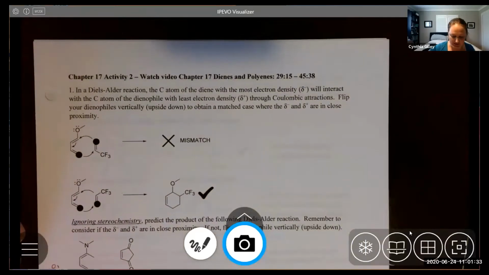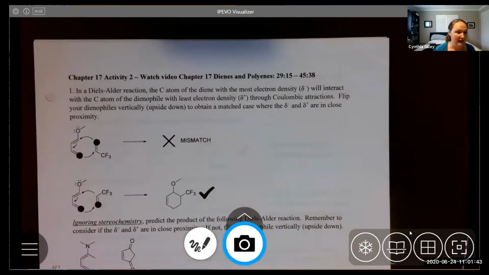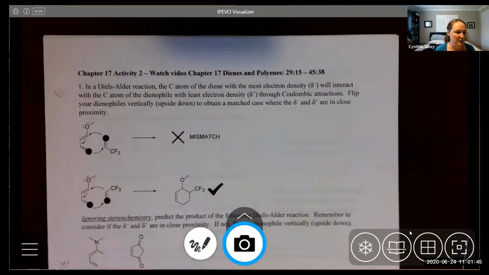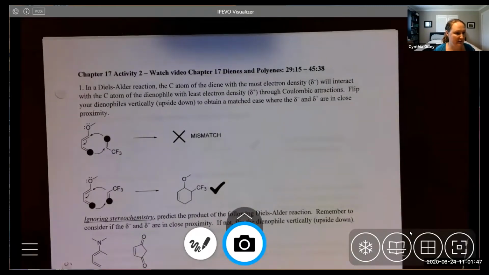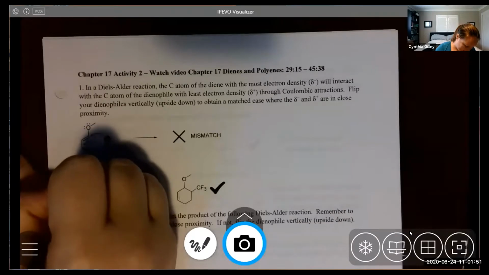They're going to be looking at Chapter 17, Activity 2, primarily on the Diels-Alder reaction today. So last activity, we spent a lot of time drawing out resonance contributors for both dienes and dienophiles.